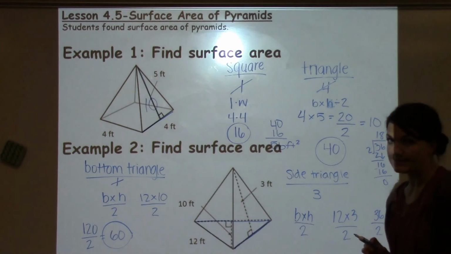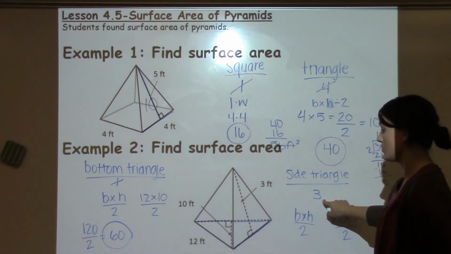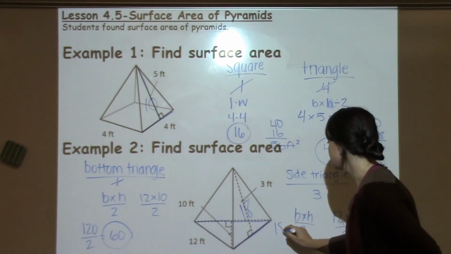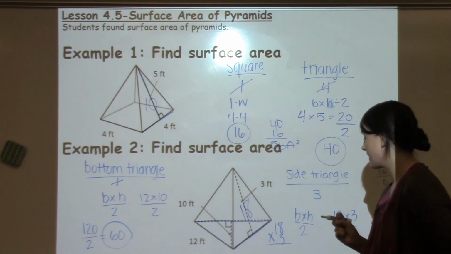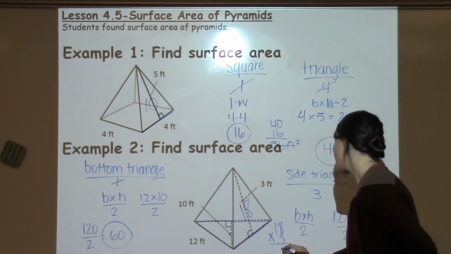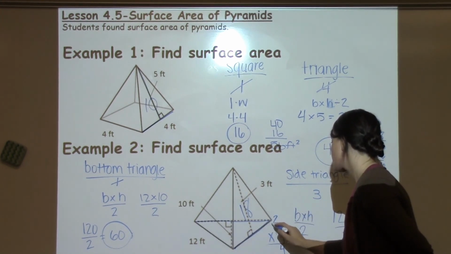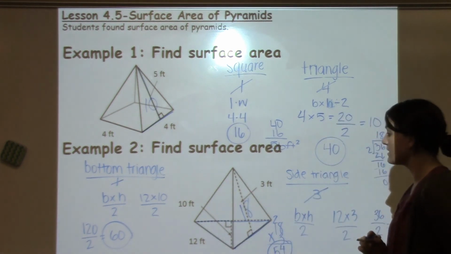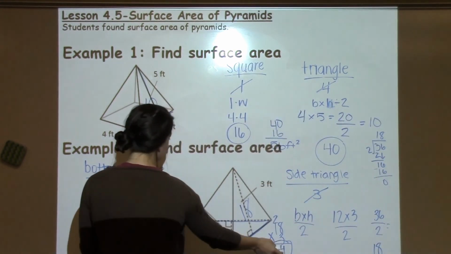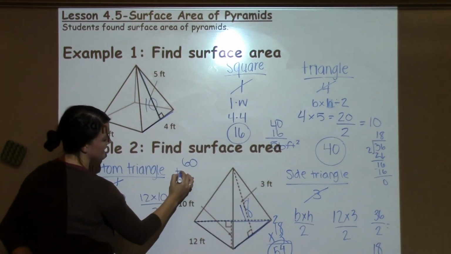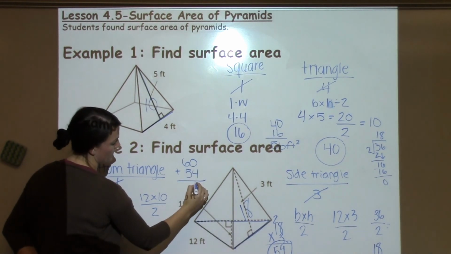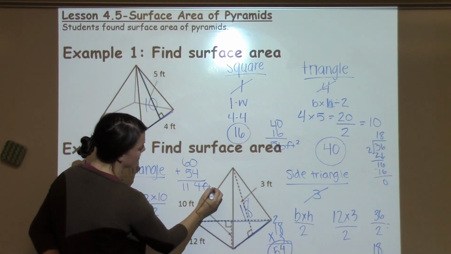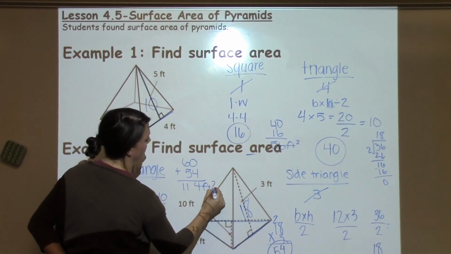I don't want to circle 18 because I have 3 of those side triangles, and only one of them is 18. So I need to take 18 times 3 to be able to circle that answer and add it with my 60. 3 times 8 is 24. 3 times 1 is 3, plus 2 is 5. Now I get to circle it, cross out my 3, and all I have left is to add these two together. 60 plus 54 is 114. I'm working in feet, and because this is surface area, I'm going to square my units.